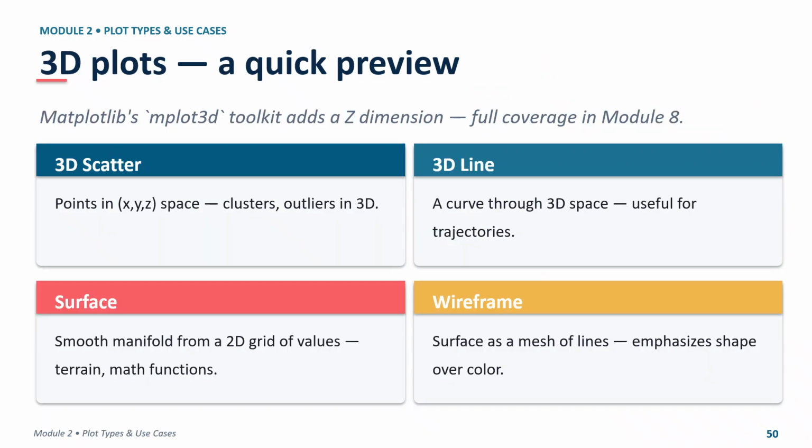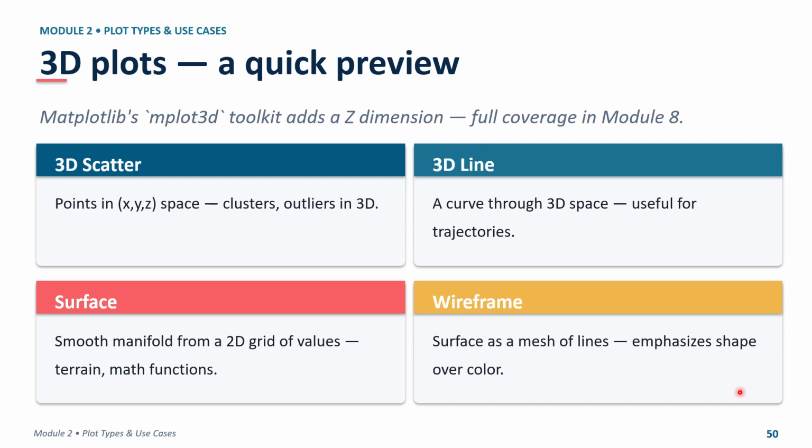So here is a preview of the 3D visualization, which will be covered in more depth in later modules. I'll touch on the four 3D plot types. We have the 3D scatter plot, the 3D line plot, the surface plot, and the wireframe plot. A 3D scatter plot is just like a 2D scatter plot, but each data point has three coordinates, X, Y, and Z. It is excellent for visualizing clusters in 3D feature space, which is very common in the machine learning domain.